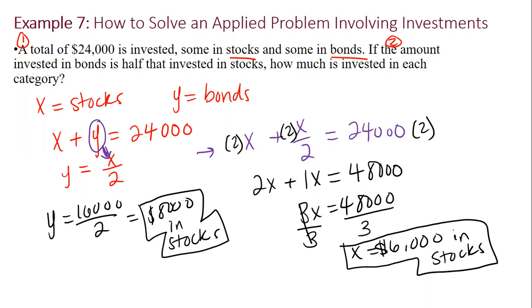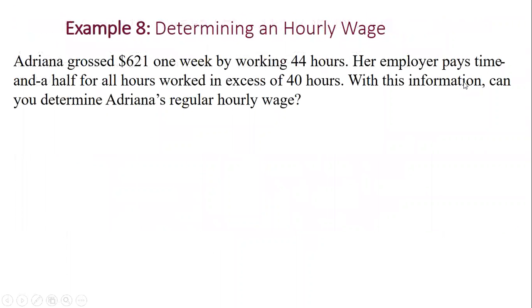All right, this is our last one for the day. Our last problem. Here we go. Adriana grossed $621 in 1 week by working 44 hours. Her employer pays time and a half for all hours worked in excess of 40 hours. With this information, can you determine Adriana's regular hourly wage? I'm going to leave this for you to do because this is actually an applicable situation.